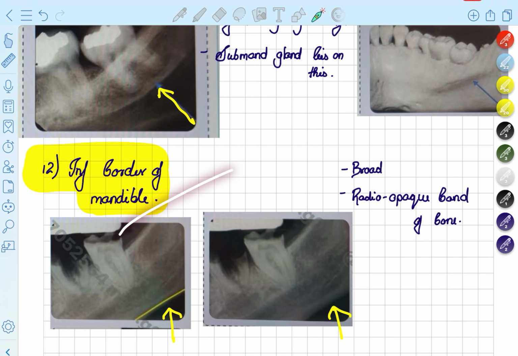The inferior border of the mandible, as we have seen earlier, is a broad radio-opaque band of bone. This was all about the anatomical landmarks seen in IOPA.